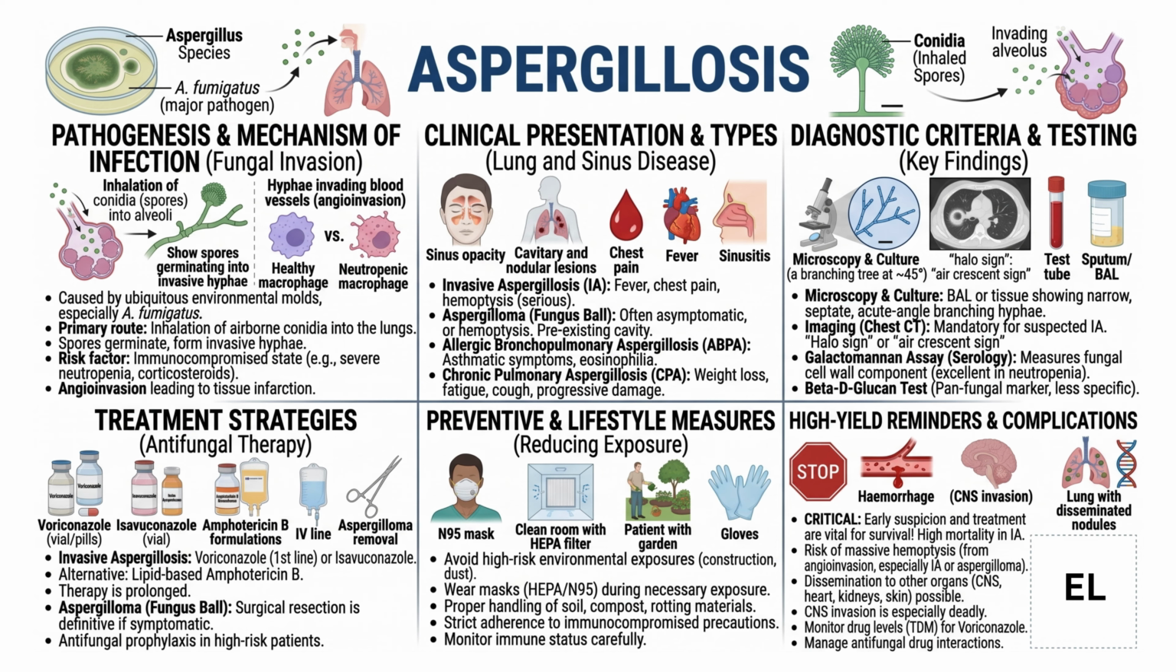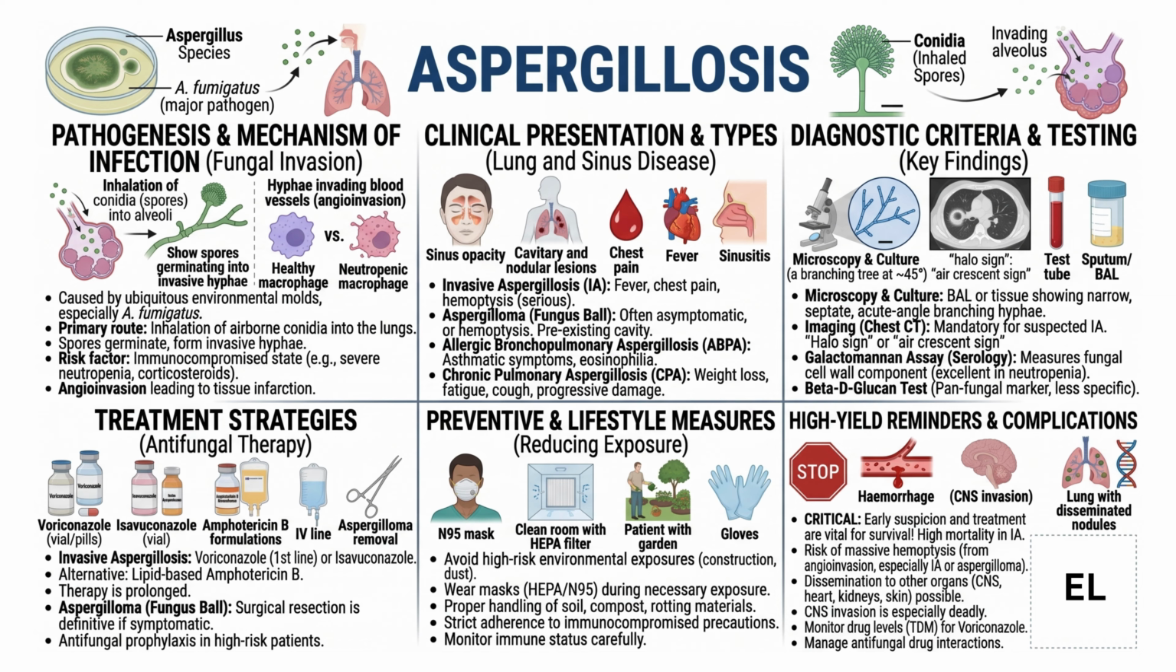Aspergillosis is not a single disease. It presents in multiple forms depending on the host's immune status. The most severe form is invasive aspergillosis. This typically occurs in immunocompromised patients. These patients present with fever, chest pain, cough, and hemoptysis, which is coughing up blood. This form progresses rapidly and can be life-threatening if not treated early.